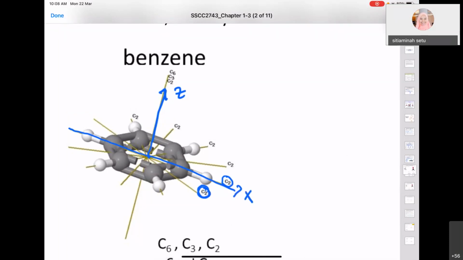Okay. And then X gunakan jari. Okay, ada Z, ada X. So that means the Y is here. Betul tak ni saya buat? Okay, you ada Z. Kemudian you ada X. Y dia adalah ke dalam screen saya. Betul? Z, X, Y adalah ke dalam screen. So this is the axis for the benzene. Okay.